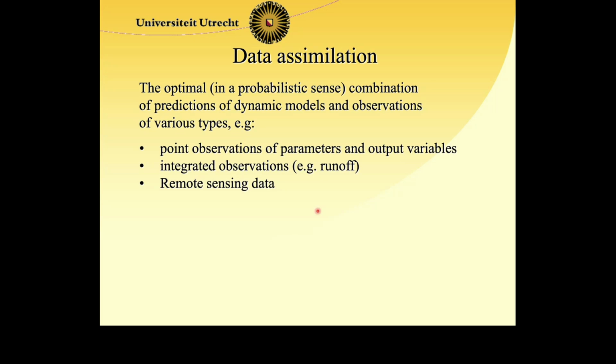For instance, we can use runoff to optimize catchment soil moisture, because we know that if the discharge of the catchment is higher, probably the catchment is wetter as well, so we can use that. But we also can use, for instance, remote sensing data.